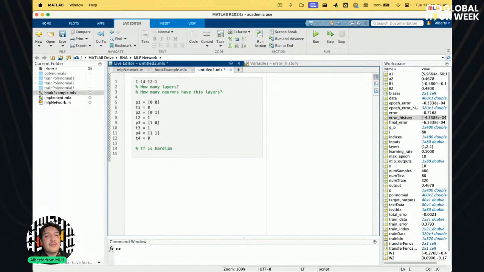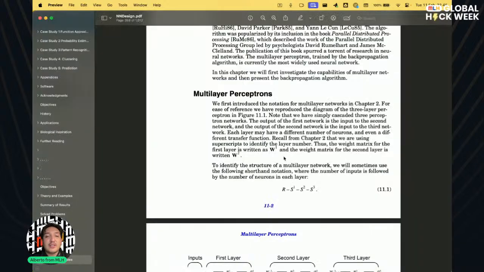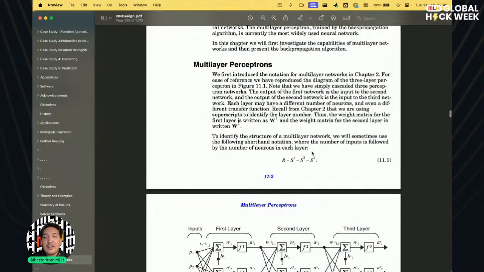But hey, I see 4 numbers. Yeah, I told you the first one is just for the input size, the input length. So technically, this is just saying that we are going to have just one input and two hidden layers, and one output layer. So this is the one here.